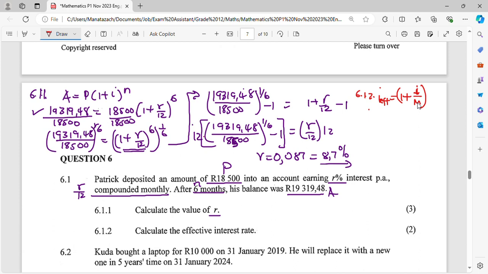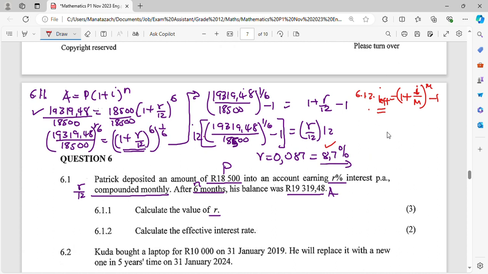So you can say this is M, and then that's going to be N or M minus 1. So this is going to be the formula. So this is the effective interest rate that we need to work out. We've already worked out the I, which is our R in this case.